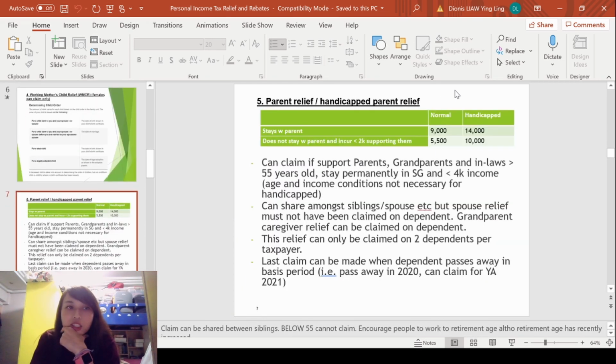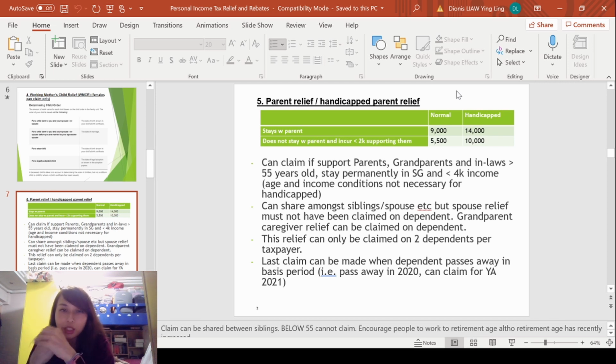Okay, the next relief will be the parent relief. If you stay with the parent, there will be more. If you do not stay with the parent and incur more than 2K in supporting them, then you can claim the lesser amount. This is applicable to parents, grandparents, and in-laws, as long as they are above 55 years old, they stay in Singapore, and their income is less than 4K. Income is also subject to the same definition as just now, all the income that I mentioned.